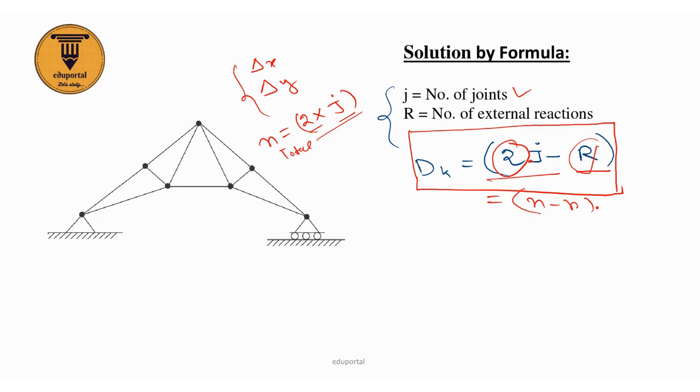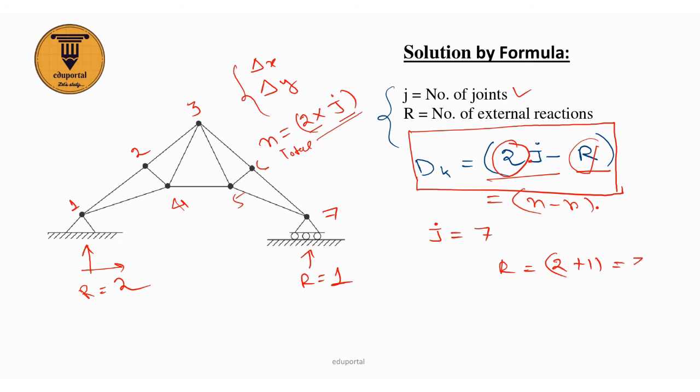So how many joints are there? 1 2 3 4 5 6 7. Total joints equal to 7, so j equal to 7. Number of reactions, how many reactions are there? 2 reactions, so here r is equal to 2, here only one reaction, r is equal to 1, so total r is equal to 2 plus 1 is equal to 3. Okay, so Dk is equal to 2 into 7, because number of joints equal to 7, minus r equal to 3, is equal to 14 minus 3, that is Dk equal to 11. So this is the solution.